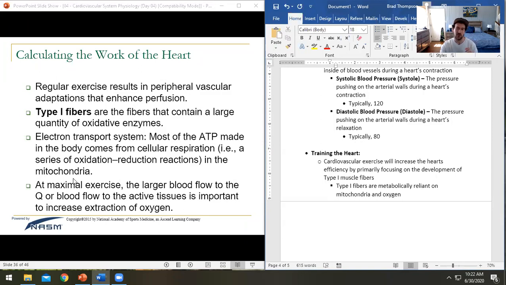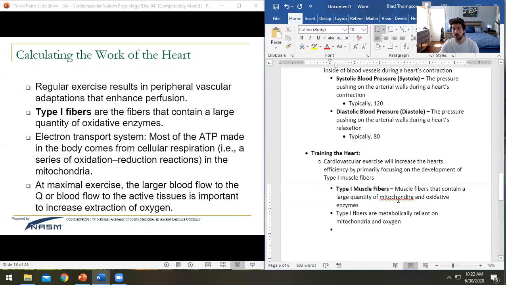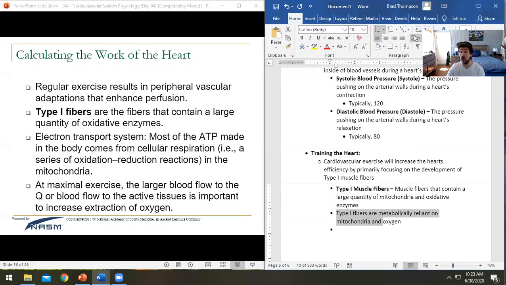What are type 1 fibers? I do want to break that down just a little bit here real quick. So actually, let's put that here. Type 1 muscle fibers are muscle fibers. Whoa, what happened to my font size? Muscle fibers that contain a large quantity of mitochondria and oxidative enzymes. So remember your mitochondria, right? That's where you're producing most of the ATP whenever you are doing aerobic activity.